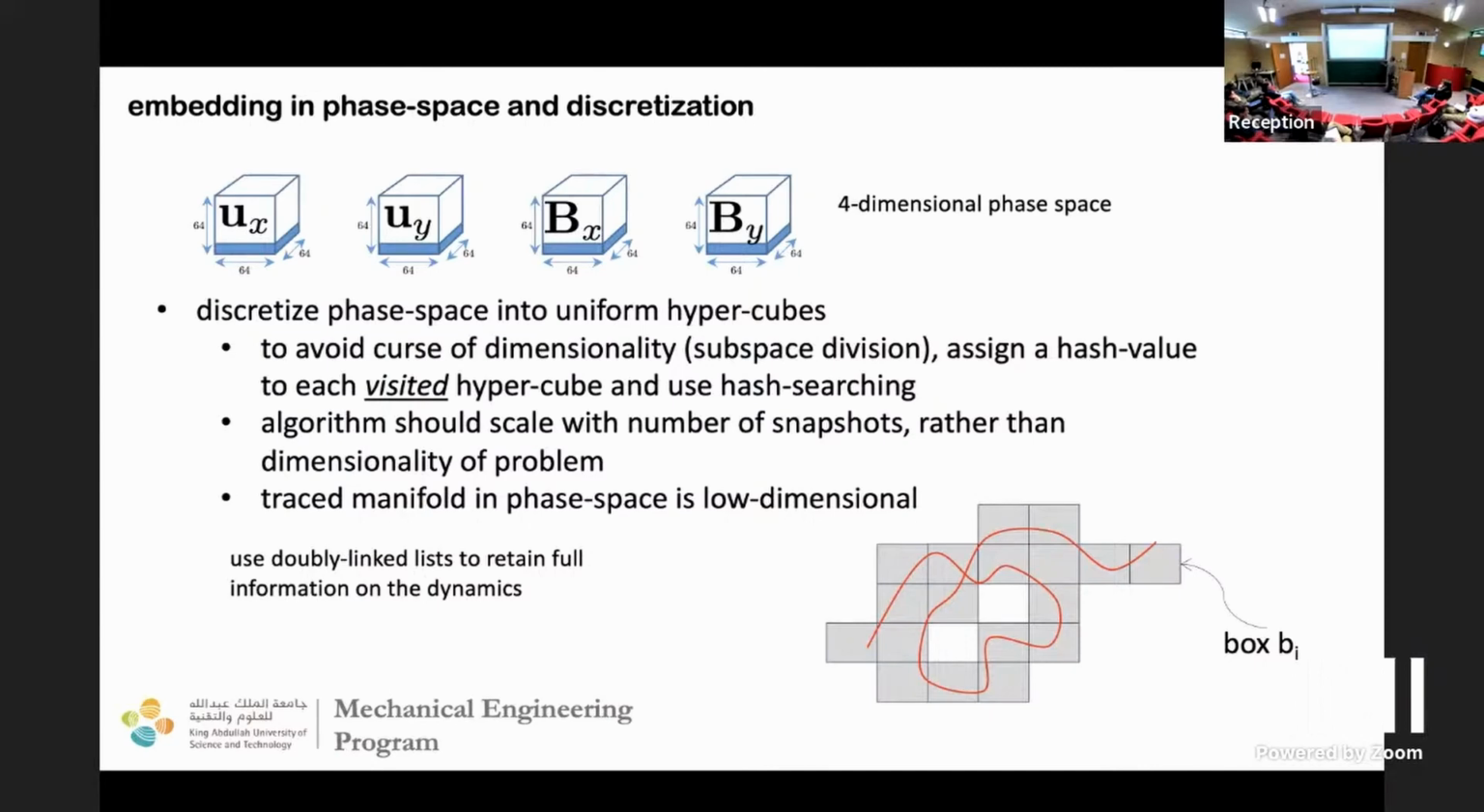And the algorithm is very nice because it scales with the number of snapshots rather than with the dimensionality of the problem. This is the way we avoid some kind of an exponential runaway of the problem. We use double linked lists to retain full information, so each box knows what snapshots are in that box, but also every snapshot has an address that knows I'm in box number so and so. It goes both ways. So full information to the trajectory and the dynamics.